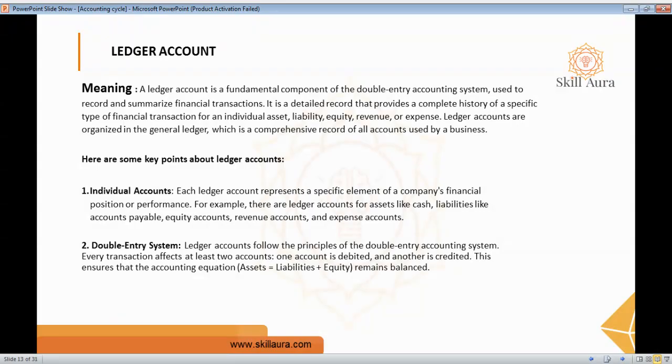The next one is the double entry system. Here we are going to follow the double entry accounting system. So every transaction affects at least two accounts. One account will be debited and another account will be credited. So we are going to ensure the accounting equation by preparing the double entry with the accounting equation, that is asset is equal to liability plus equity, and every time it remains balanced.